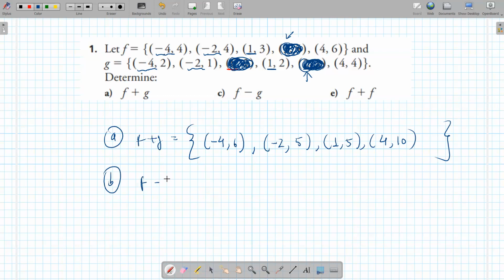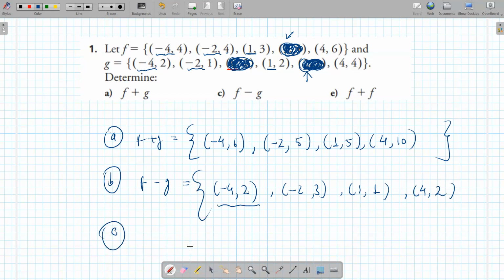f minus g will look very, very similar. All the x values that they have in common are going to repeat. But now instead of adding the y values, you're going to subtract them. So what's the first coordinate? Negative 4 and 1, if you're subtracting them. 2. The next one would be 4 minus 1, 3. The next one is 3 minus 1, 2. Or the other way around, 3 minus 2, 1, and the last one is 6 minus 4, 2.